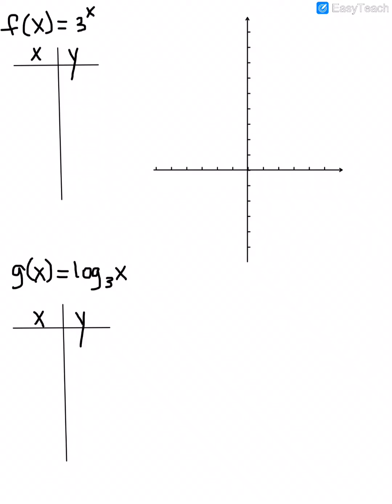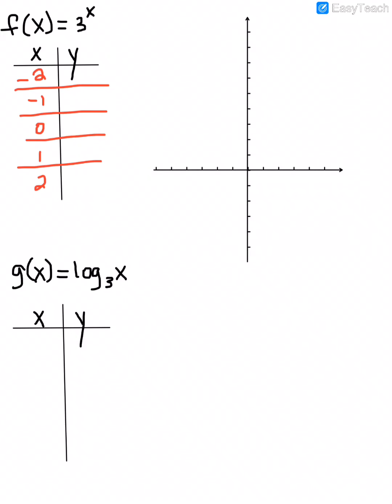Now we're going to look at the graphs of exponential functions and logarithmic functions. These two functions, f of x is equal to 3 to the x power, and g of x is equal to log base 3 of x, are inverses of each other. Okay, so let's graph f of x equals 3 to the x power. Remember, anytime we want to graph a function, all we have to do is create a t-table. So I'm going to create a t-table, and I'm just going to plug in these values.